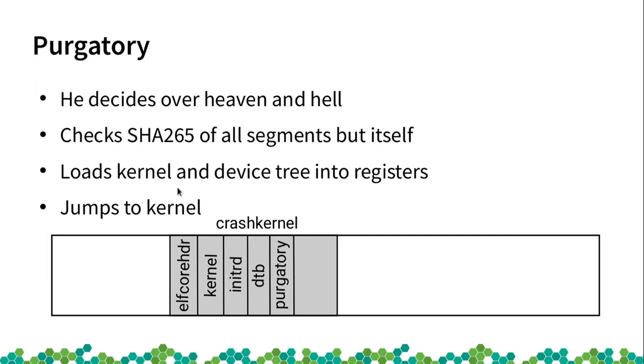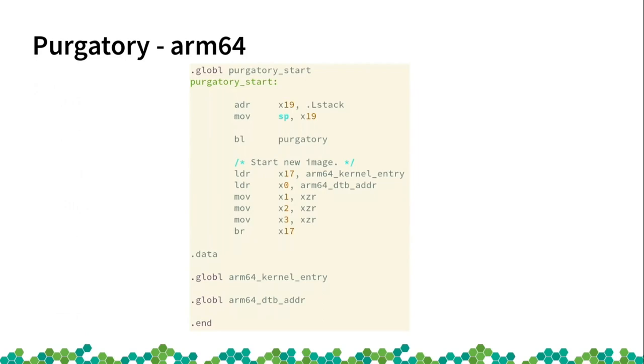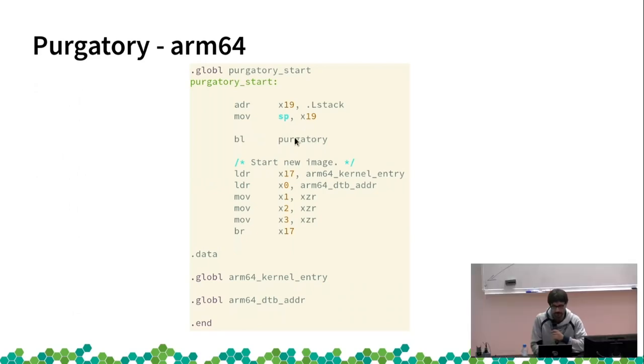Okay, then the purgatory, after doing the checks and saying everything's okay, loads the kernel and device tree into registers and jumps to the kernel. Can you see this? Yes. Okay, so this is the purgatory in ARM64. I deleted some lines, but basically it's really easy assembly. It has some stack, the stack is down here. It loads a stack, and then it jumps to purgatory, which is a C function that just does this hash check, and then it loads the kernel entry point and the device tree address into registers, zeroes some other registers, which is the standard way to boot ARM64, and then jumps to the kernel.